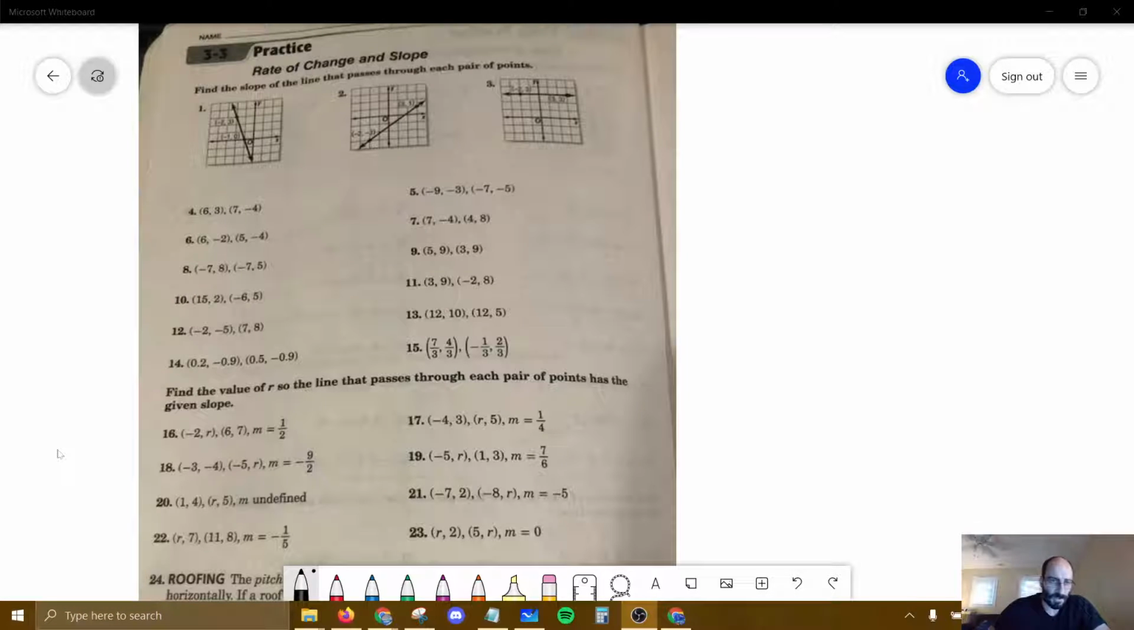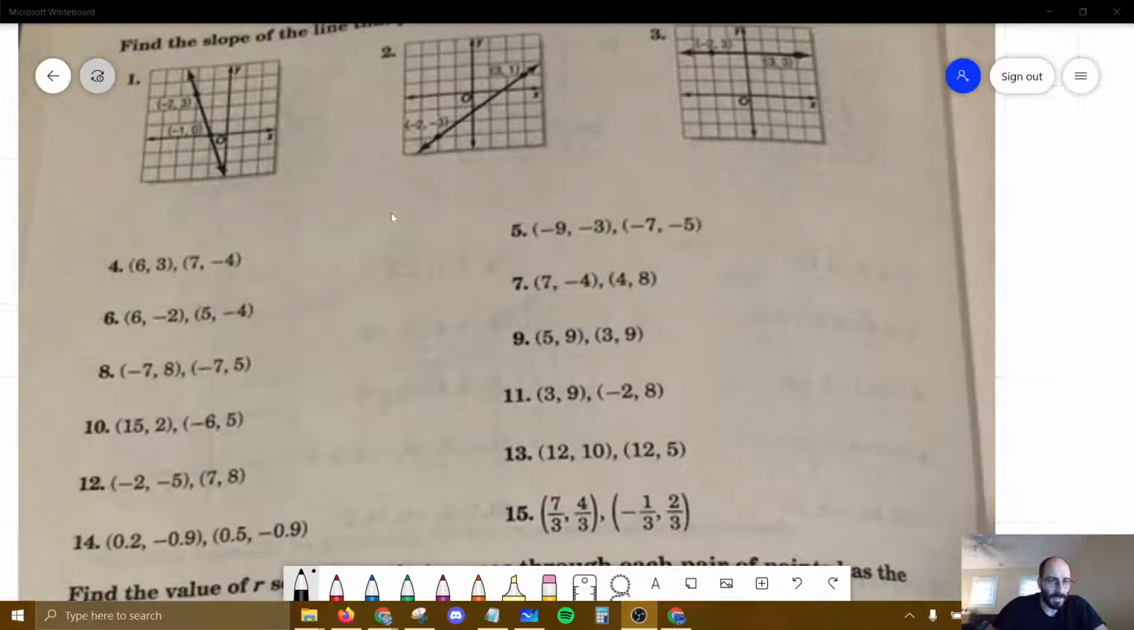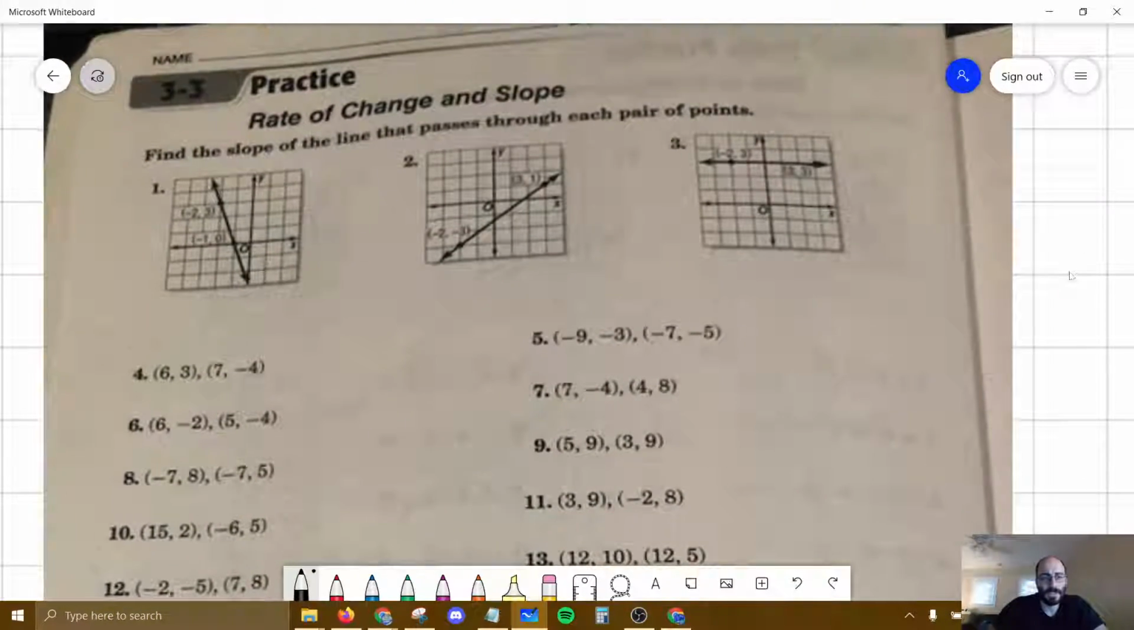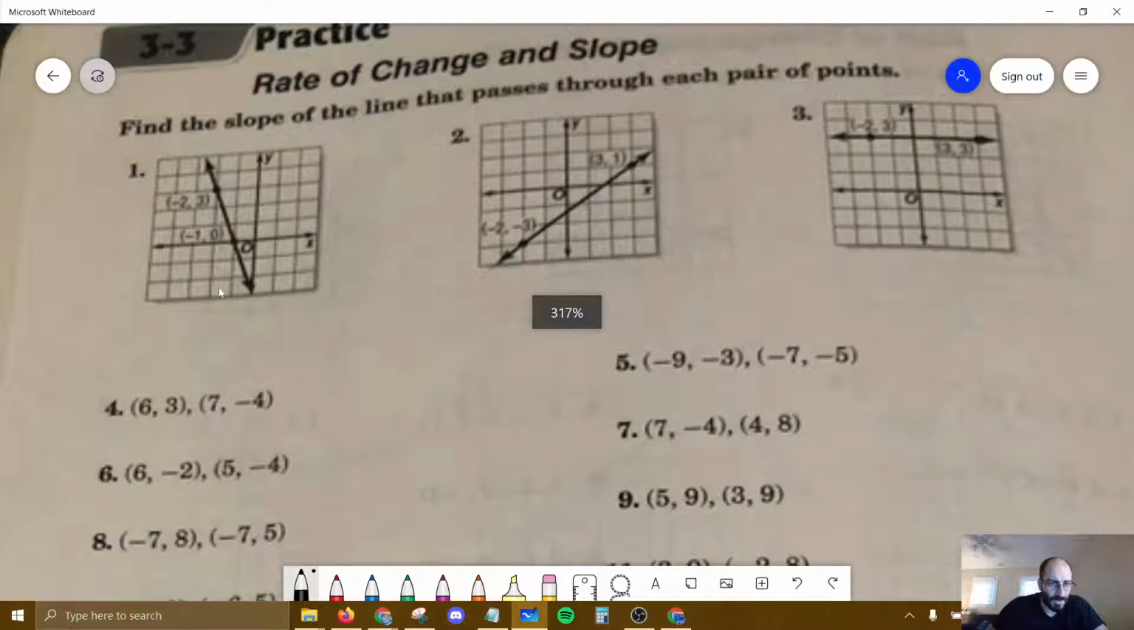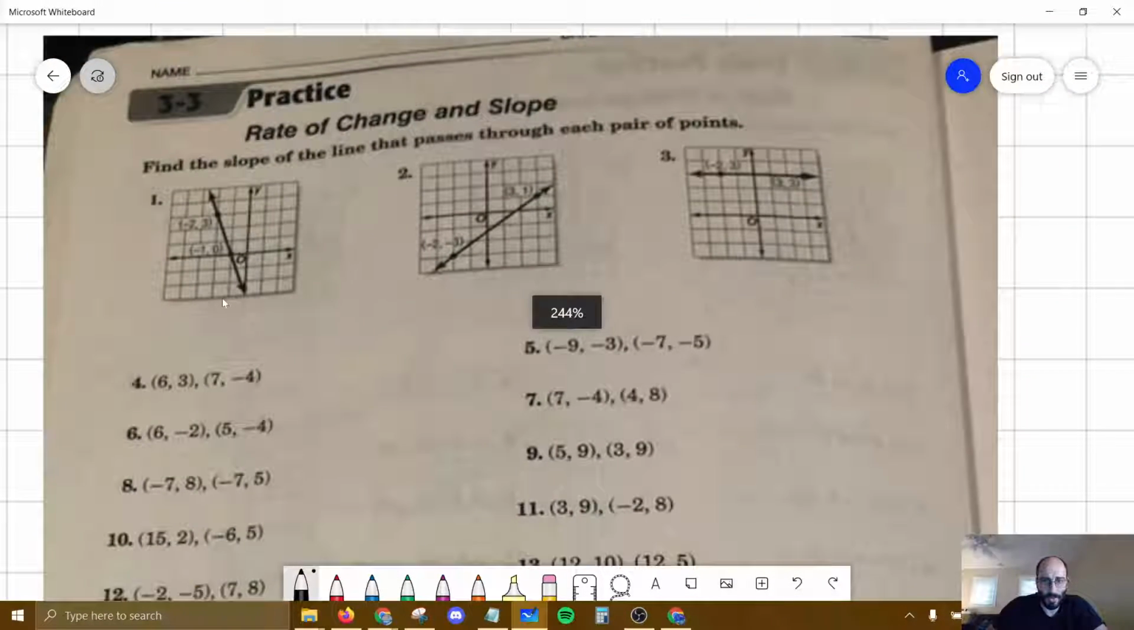I got some algebra questions for an 8th grader. The top part right here is giving us a graph, and in the graph, we have the points, I believe, negative 2, 3, and negative 1, 0. We have to find the slope.